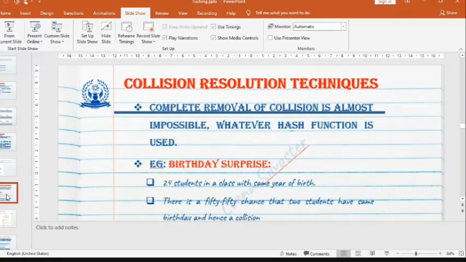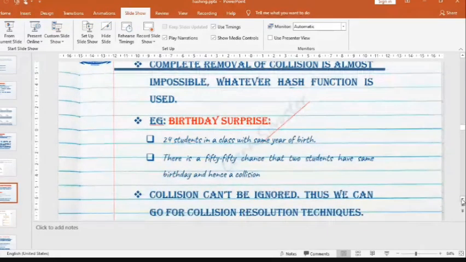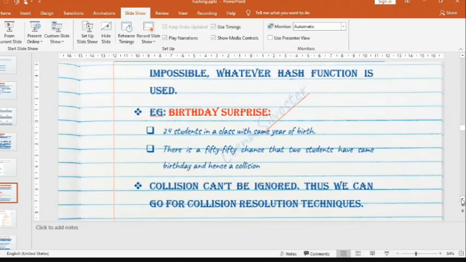So whatever hash function is used, example, birthday surprise. If there are 24 students in a class with the same year of birth, there is a 50-50 chance that two students have the same birthday. This is a universal fact, and this is a collision. So collision cannot be ignored.